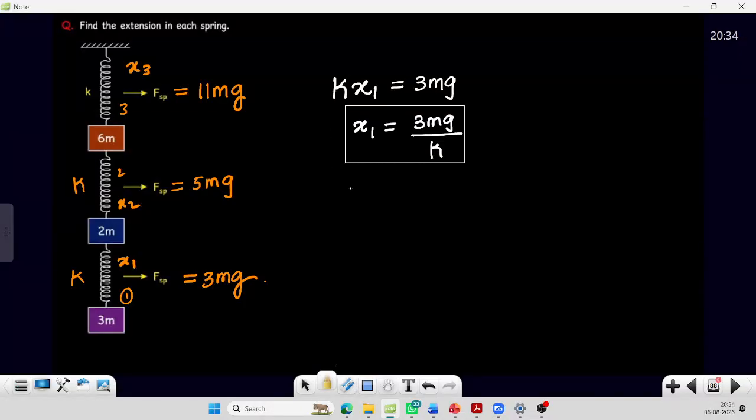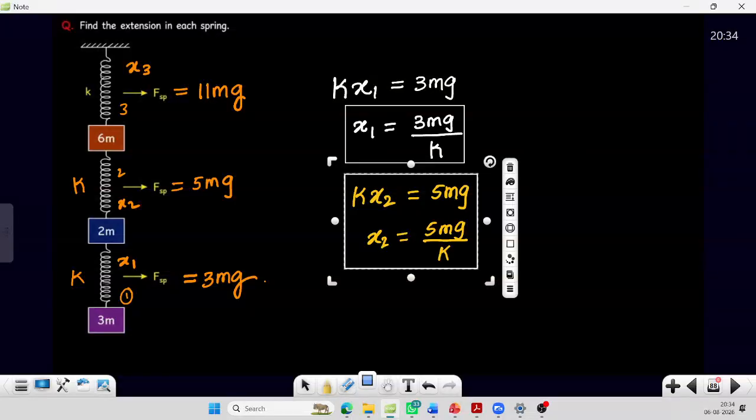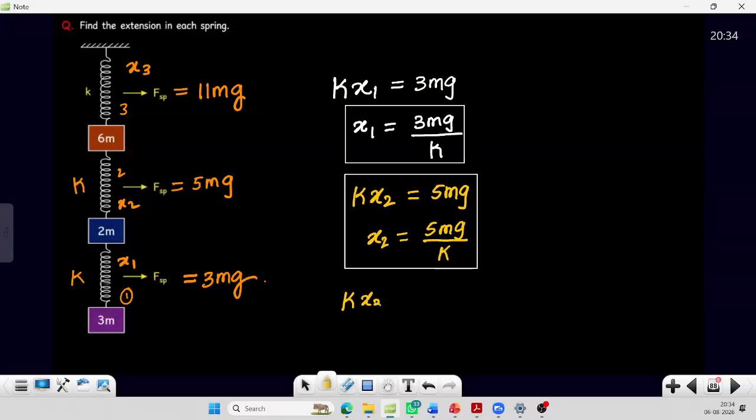Next, the second spring. K x2 will be equal to 5 mg. That means how much is the x2 value? 5 mg by K. Here the K values of all the springs are given as equal, though they may not be equal also. Next one, the third spring. That is K into x3, which is equal to 11 mg. So x3 equals 11 mg by K.